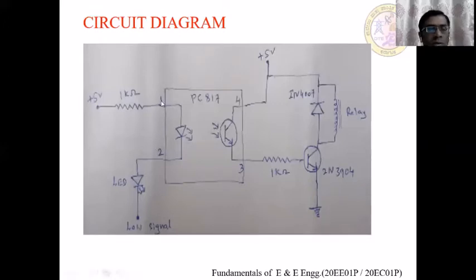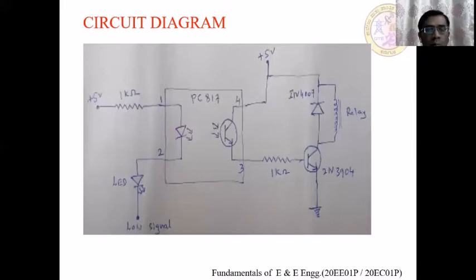See the IC PC817, which has 4 terminals, pin numbers 1, 2, 3, and 4. It has an inbuilt photodiode and a phototransistor. The photodiode is connected between pin terminals 1 and 2, and the phototransistor is connected between pin numbers 3 and 4. When the optocoupler is energized, it receives the voltage and the light of the LED is on. This light turns on the transistor across pin numbers 3 and 4.